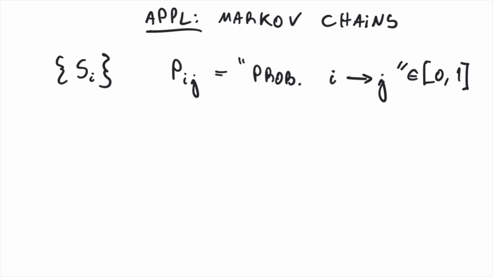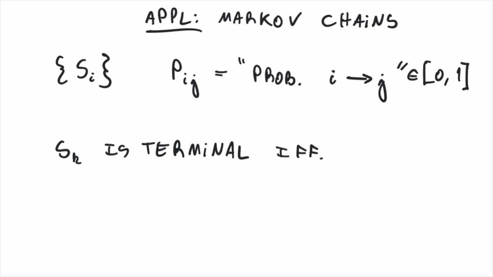Now, we say a state Sk is terminal if nothing ever gets away from Sk. That means if the sum of probabilities from k to any other state is 0. So you can ask many questions about this probabilistic process. One typical question is, how long does it take to reach a terminal state?